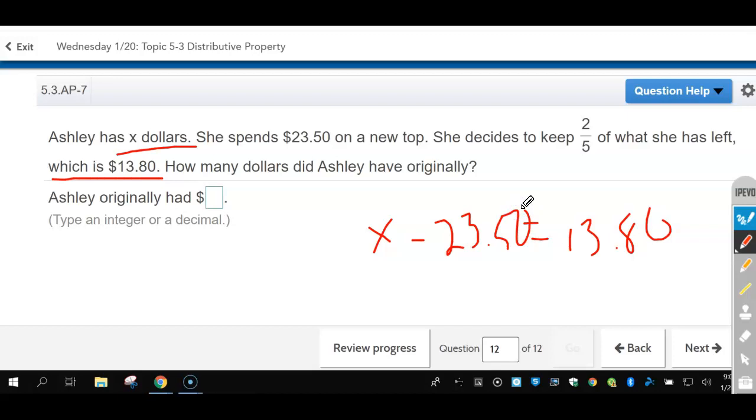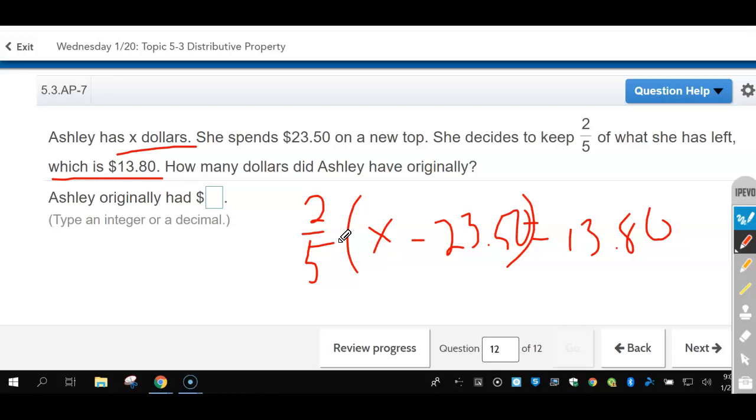And it says she decides to keep 2/5 of what she has left. So 2/5 of what? What she has left. Do you know how much she has left? No, because we don't know what she started with, do we? So that's where we put this in parentheses, and we're going to say 2/5 of this, because X minus $23.50 will be what she has left. So we're going to take 2/5 of all that. That gets tricky, doesn't it? Yes, it does.